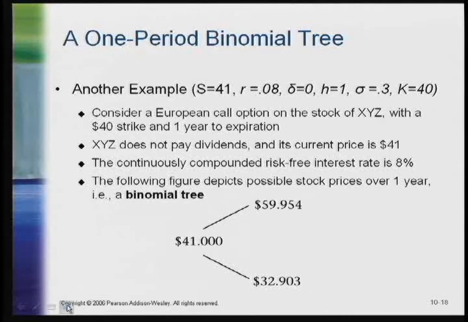Let's look at another example. And in this example, again, we have many of the same parameters. It's a $41 price stock, 8% risk-free rate, no dividends again. It's still a 1-year period and a strike of 40. But we're introducing a new notion here, and this is one that will come up importantly later. Sigma, the standard notation for standard deviation, is going to be a measure of the variability or the volatility of stock price.